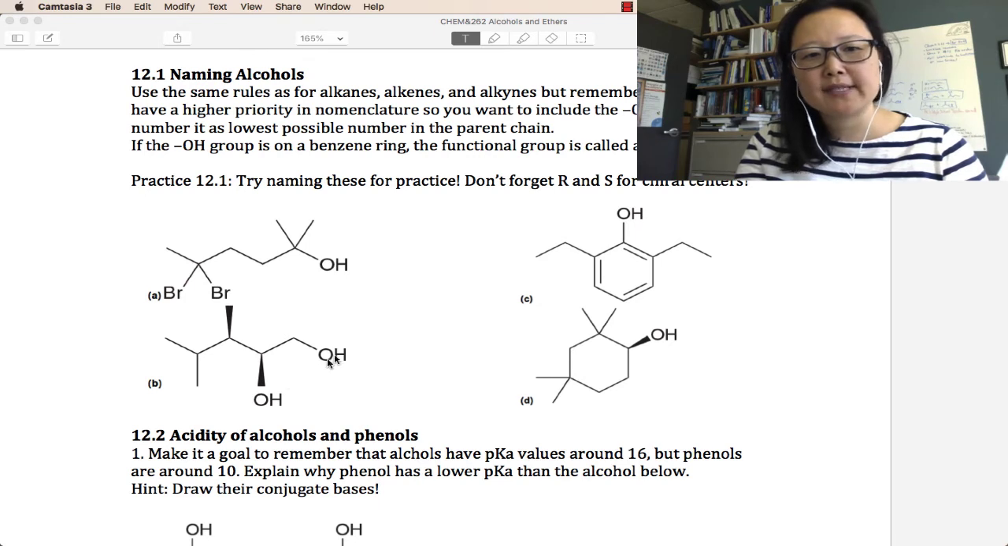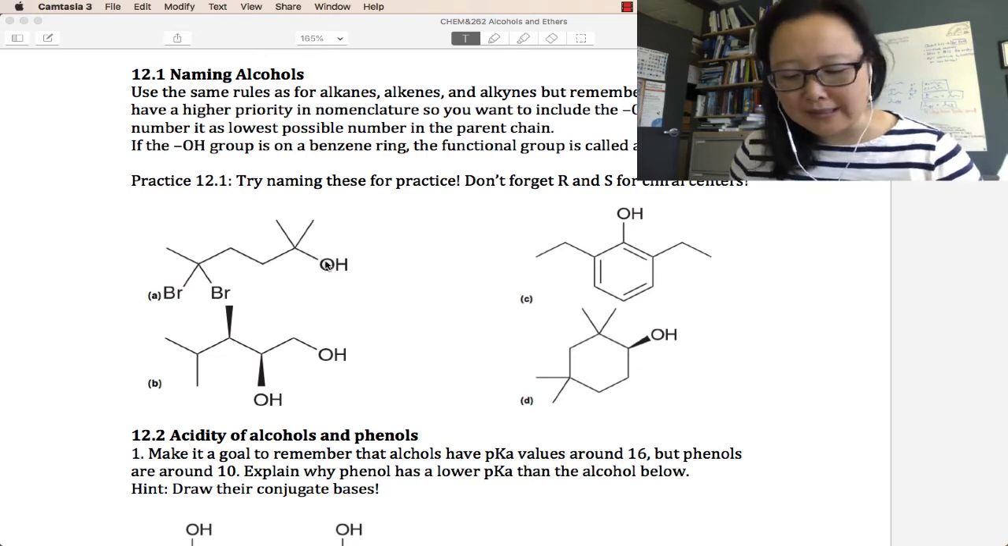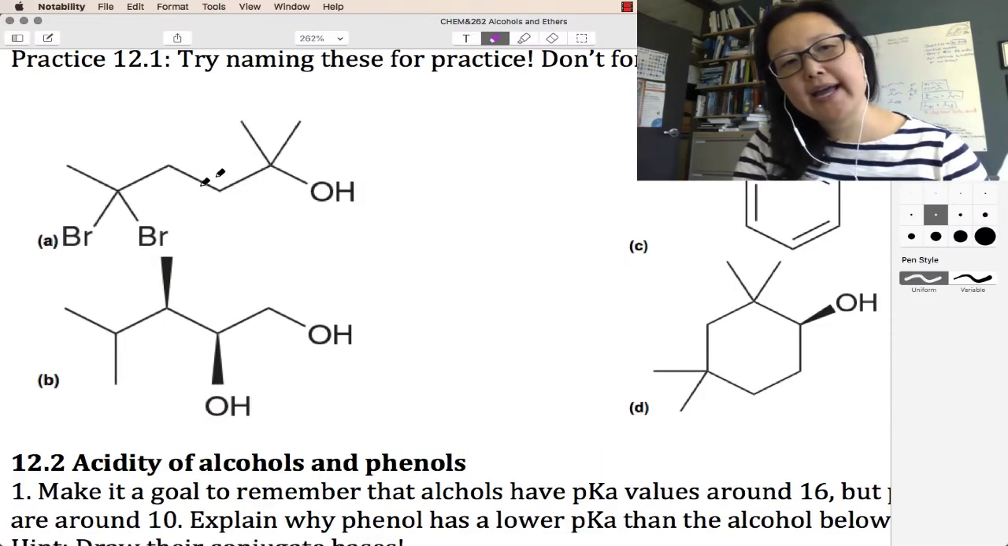Otherwise, here we have a diol, so you see some variations on that. But go with your longest chain and go with alcohols having a higher priority than alkyl halides or alkenes even. So you want to try to name it so that the OH group gets the lowest number possible. Okay, so let's try A.